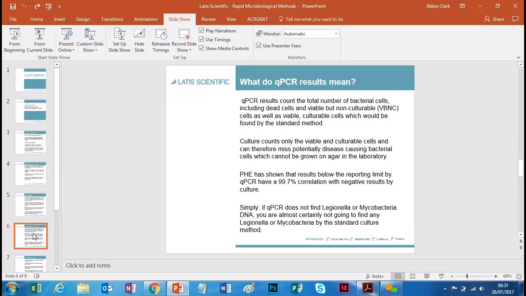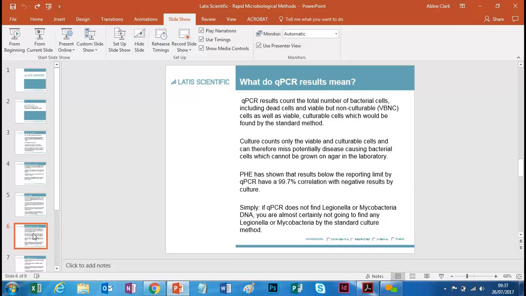In terms of what the results mean, qPCR counts the total number of bacterial cells present, and that will include non-viable or dead cells, which still have their DNA intact, and viable but non-culturable cells, as well as viable culturable cells, which you'd normally detect by the standard culture methods. Culture will count only the viable and culturable cells, and therefore it misses potentially disease-causing bacterial cells which you can't grow on agar in the laboratory.